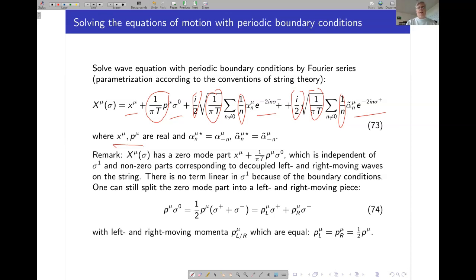And since we use the complex exponential, we have a reality condition which relates alpha n with alpha minus n. And here I've expanded on this remark that you can write the term linear in sigma 0 as a term linear in sigma plus a term linear in sigma minus, but the coefficients need to be the same. So here it corresponds to symmetrically splitting the momentum between the left and the right movers.